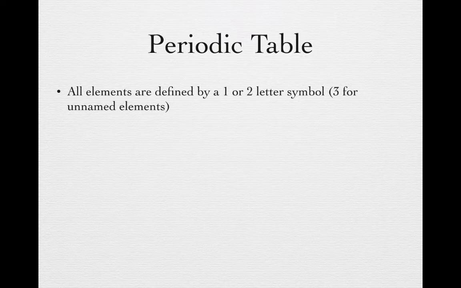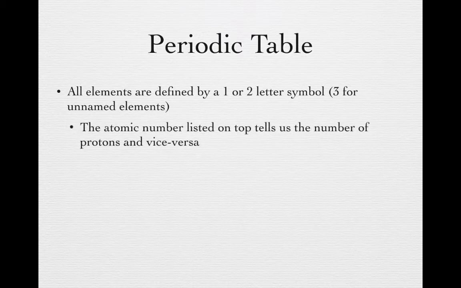Let's talk a little bit about the periodic table here. All elements are defined in the periodic table by either a 1 or 2 letter symbol. If you have an unnamed element, up in those really large ones, they typically have a three-letter symbol. We saw on that table that we have an atomic number listed up top, and that tells us the number of protons, and vice versa. If we know the number of protons, we automatically know which element we're dealing with.